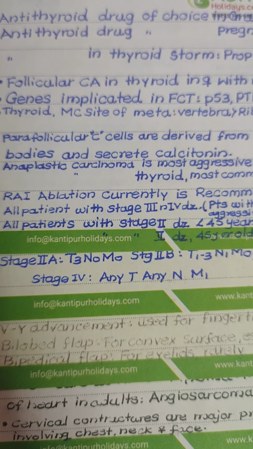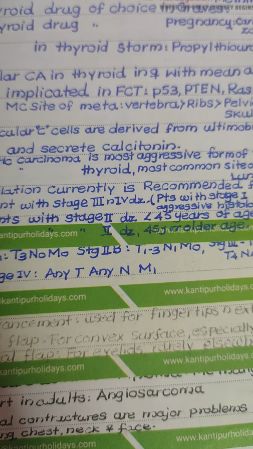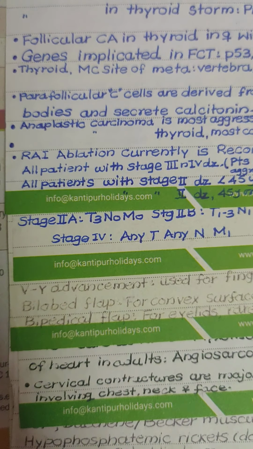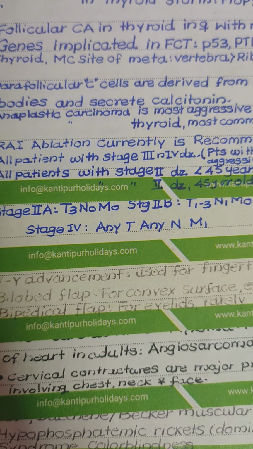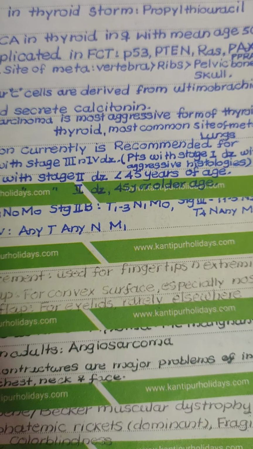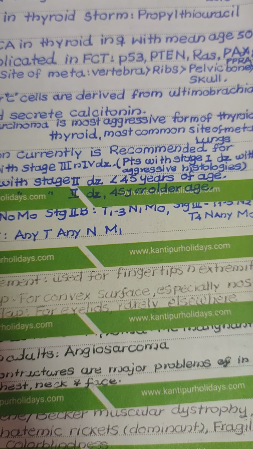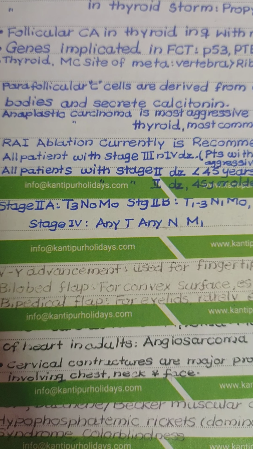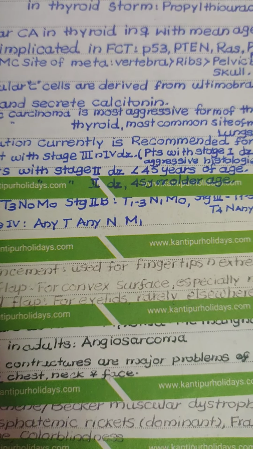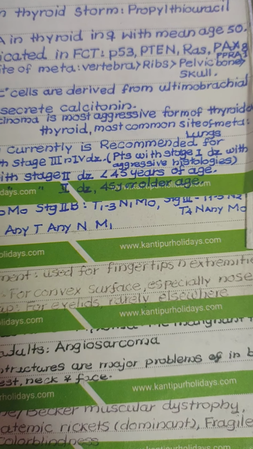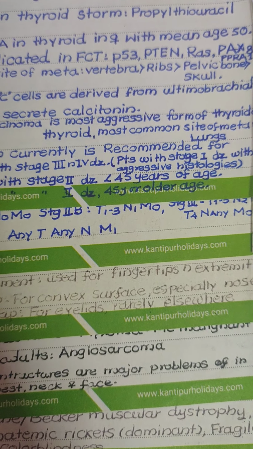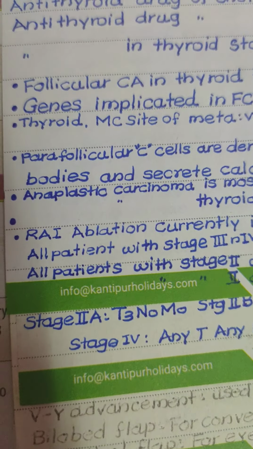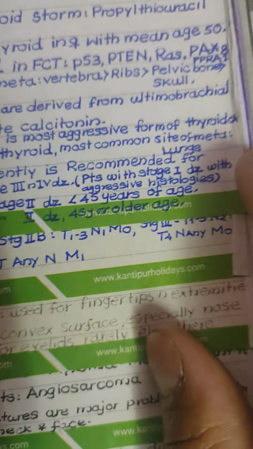Thyroid, most common site of bone metastasis is vertebra, more than ribs, more than pelvic bones, more than skull. Parafollicular C cells are derived from the ultimobranchial body and secrete calcitonin. Anaplastic carcinoma is the most aggressive form of thyroid cancer. Most common site of metastasis is lungs.